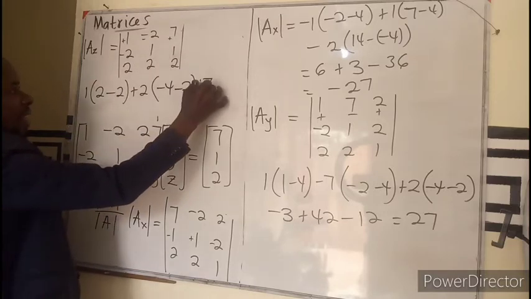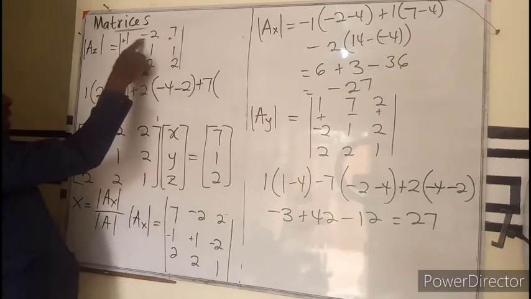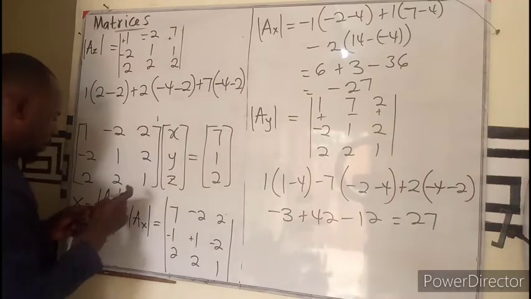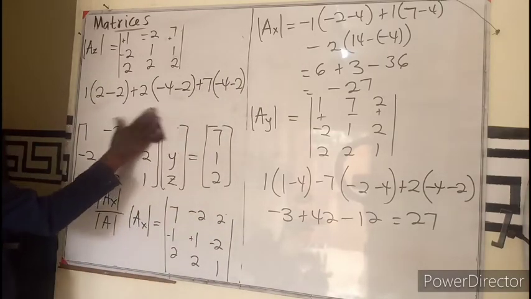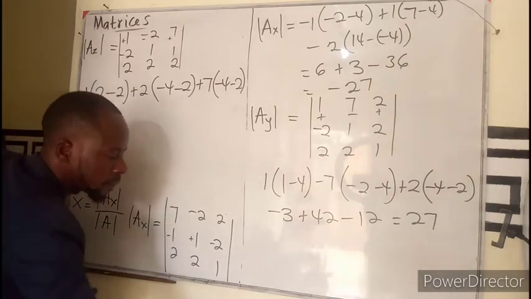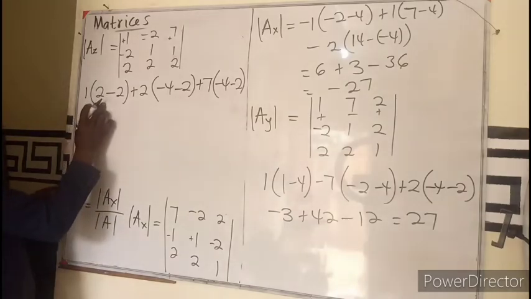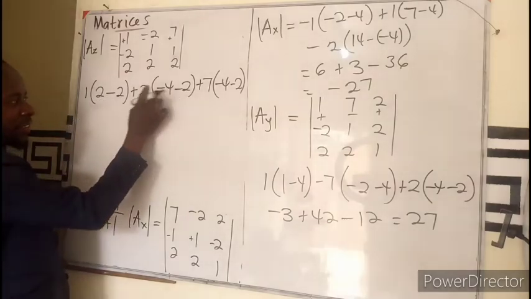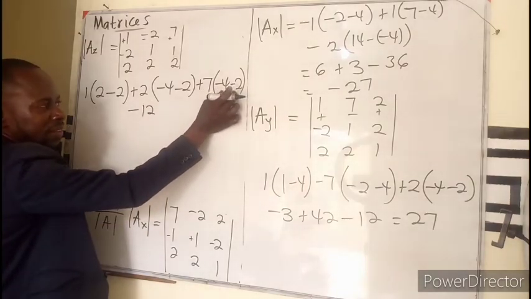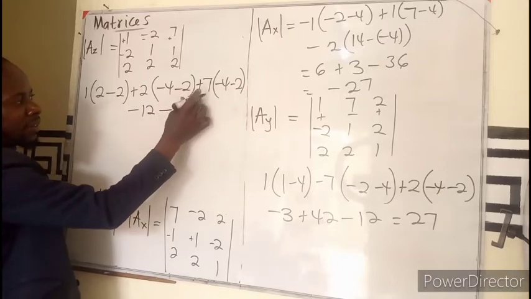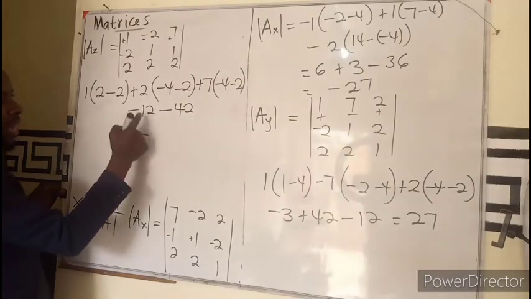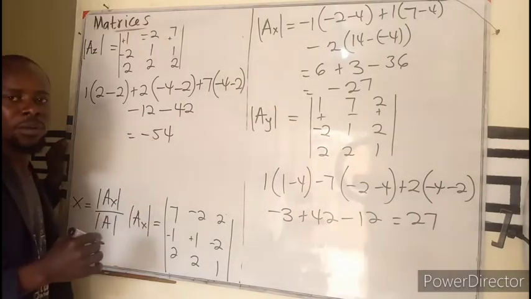Then we have plus 7 into bracket. Every column, every row. Minus 4 minus 2. So this is going to be 0. This is going to be 6, minus 6. So minus 12. This will be minus 6. Is that not it? So minus 42. And that will give us minus 54.